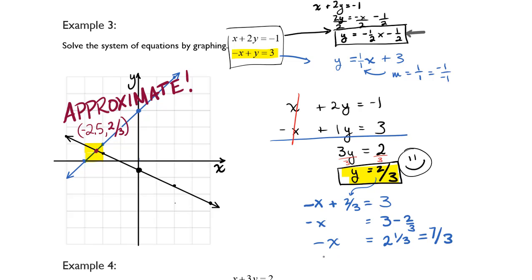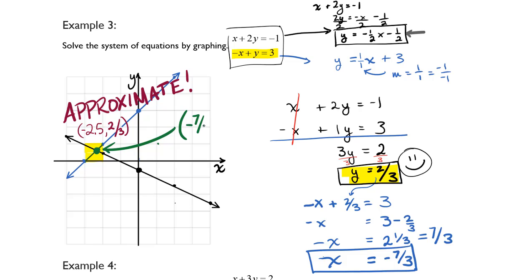And now remember, since it's negative x, we need to divide both sides by -1, so that gives us x is equal to -7/3. And if you compare that to -2.5, we see that it is very, very close. So our actual coordinate point here, the solution to our system, is (-7/3, 2/3).